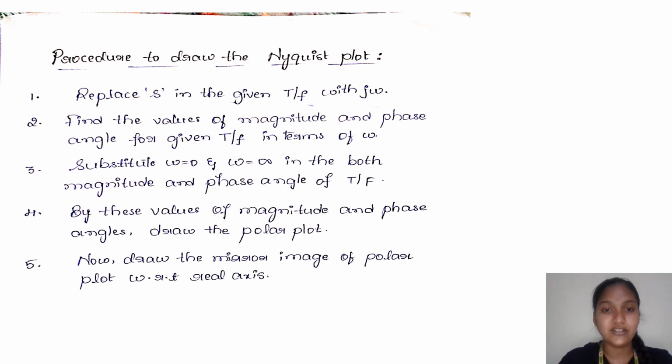After getting the values of magnitude and phase angle, we have to substitute omega equals 0 and also omega equals infinity in both the magnitude and the phase angle of the transfer function. By these values of magnitude and phase angle, we draw the polar plot on a graph. Then we draw the mirror image of the polar plot with respect to the real axis.